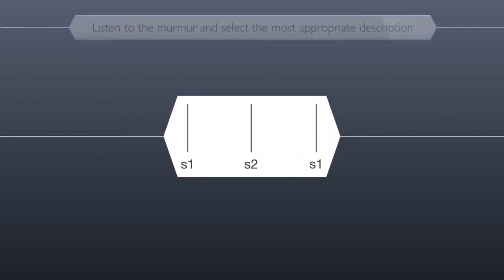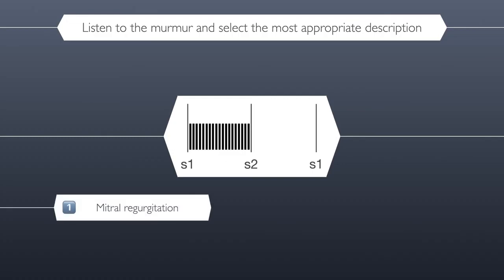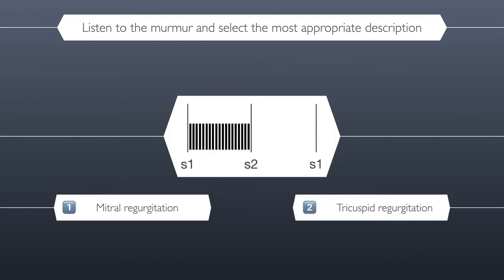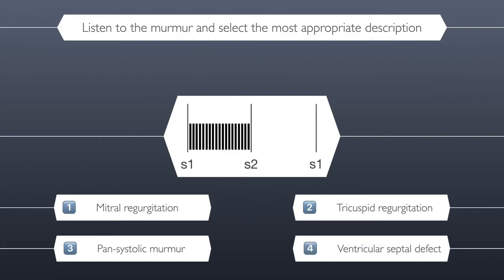Question 3. Listen to the following heart murmur and select the most appropriate description. And here are your 4 possible answers: mitral regurgitation, tricuspid regurgitation, pansystolic murmur, or ventricular septal defect.